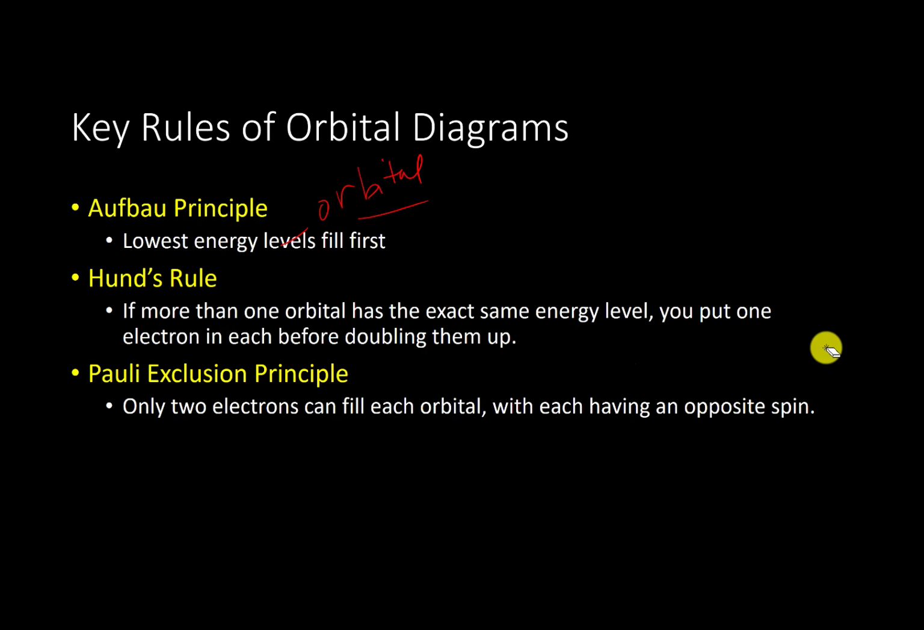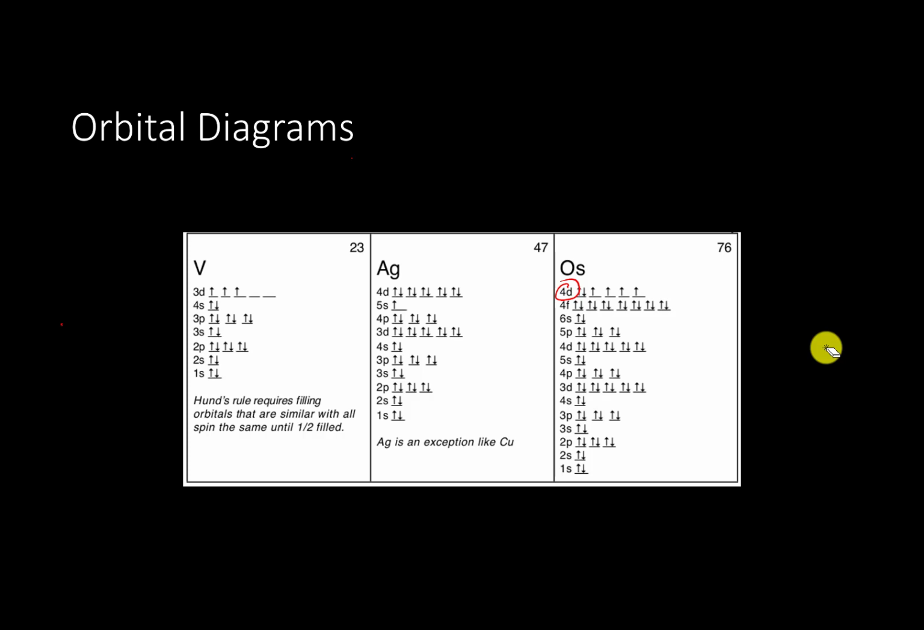Okay, so now here's an example of an orbital diagram. Okay, I've got 3 different atoms here, and I'm going to just tell you a few features of these orbital diagrams. First of all, you'll see that you orient these vertically with the 1s down here at the bottom. Okay, that's because the 1s has the lowest energy. So as we go upward, we have increasing energy.